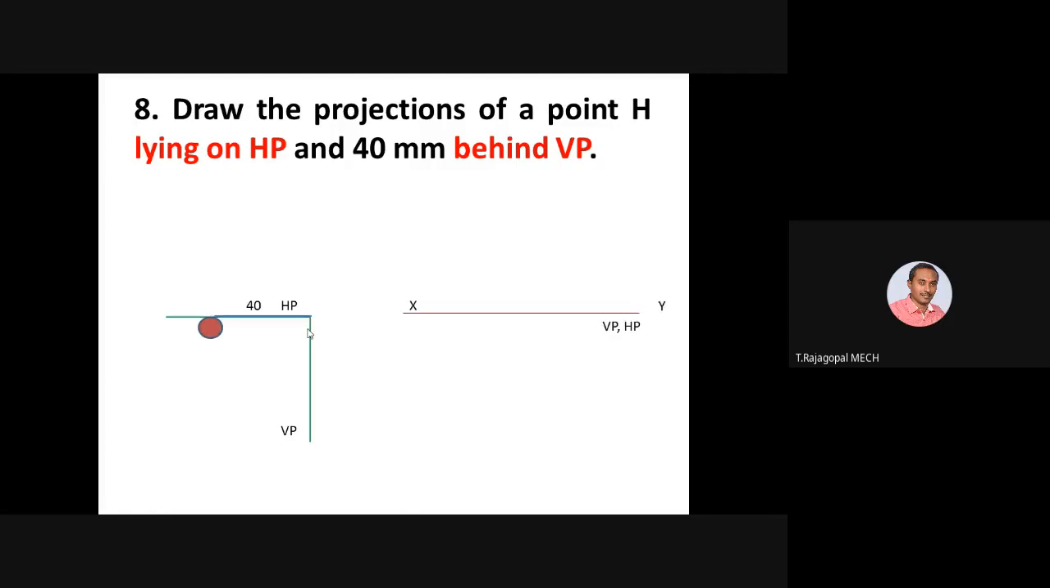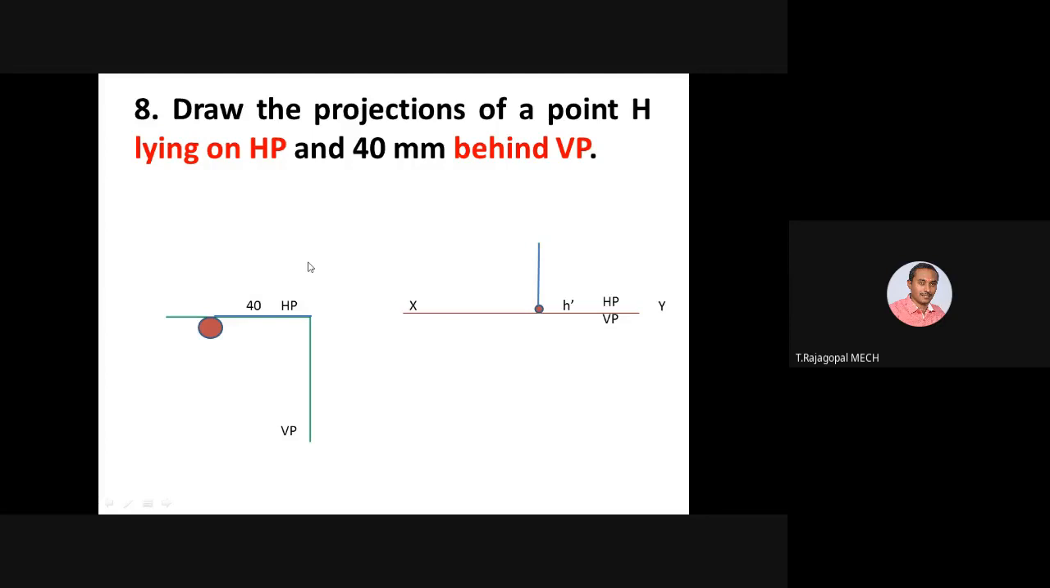So how do we fix it? 40 mm behind VP. Now you can check this is the vertical plane and horizontal plane. Being the vertical plane, already it is below the XY reference. After the rotation of 90 degrees, what will happen? You have to rotate this. This 40 will go above, because the horizontal plane has to be rotated in the clockwise direction. That has to be followed.